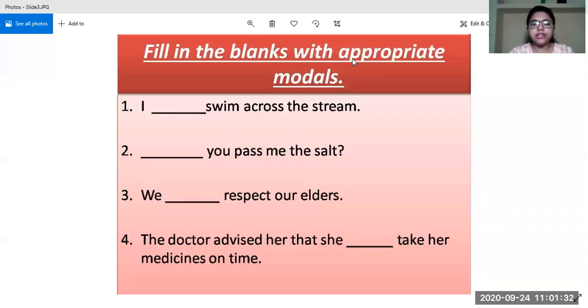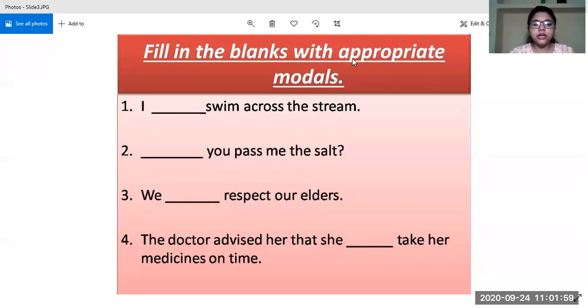Second, dash you pass me the salt. It is a request. Mind that. Yes, Yashi. Mom, would you pass me the salt? Correct. Would you pass me the salt? Or if you write could, then also it is correct. But we should also always prefer would most of the time.